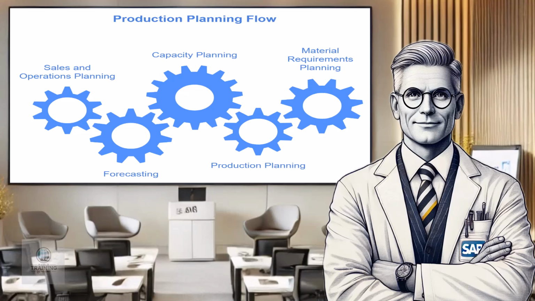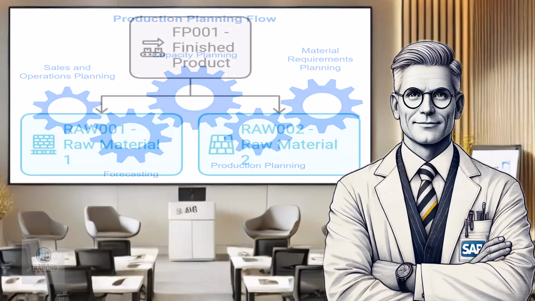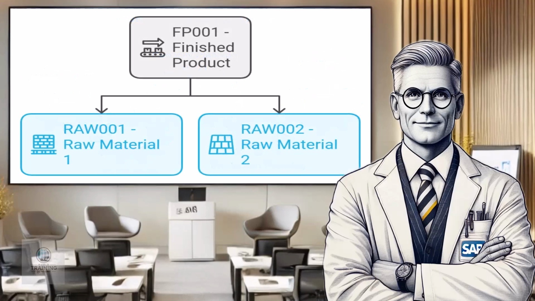In this chapter, we'll simulate a simplified version of this process. Imagine we've already forecasted demand for a finished product, FP001, and procured the necessary raw materials, RAW001 and RAW002. Using SAP, we'll define PIRs for FP001 and explore how these requirements feed into the MRP process.